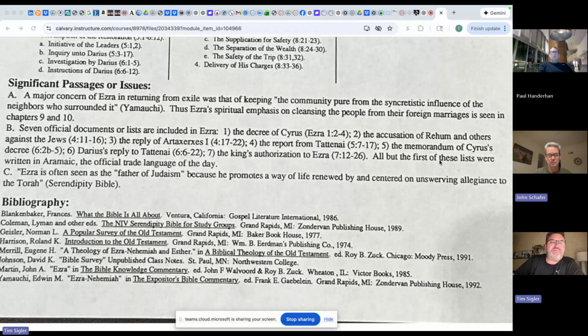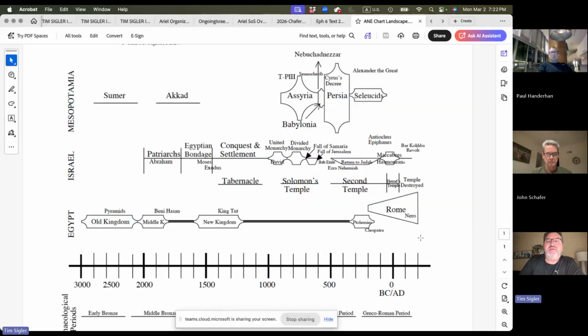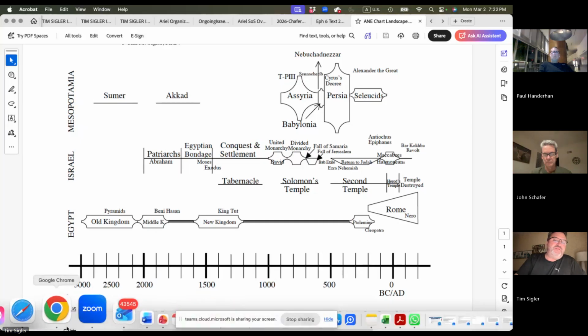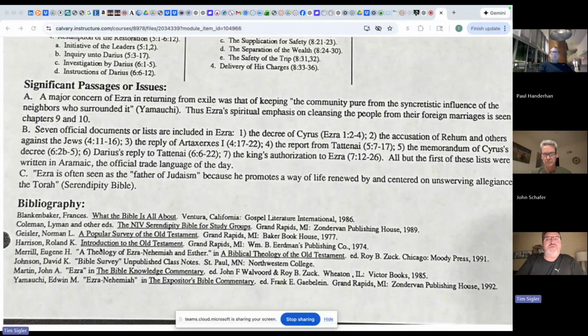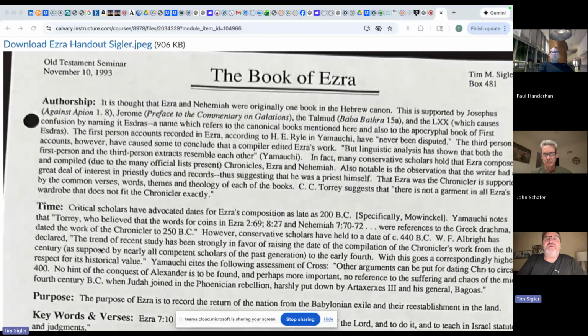But Judaism, actually, as we pointed out in the other timeline, is something that emerges during the Second Temple period and is something that solidifies with the destruction of the temple and in response to the person and work of Jesus as the Messiah. All right, so here is our introduction, if you will, to Ezra.